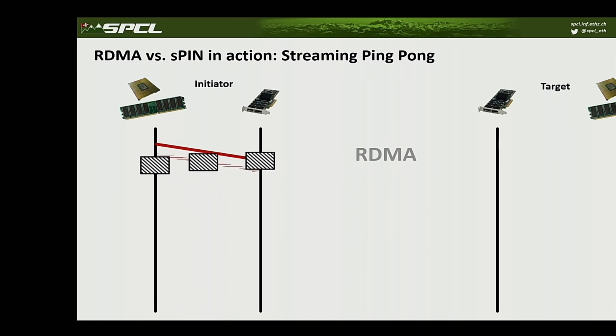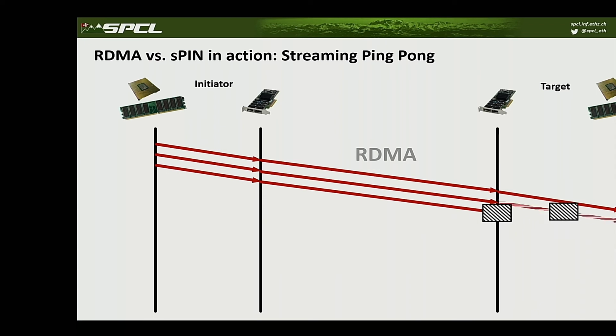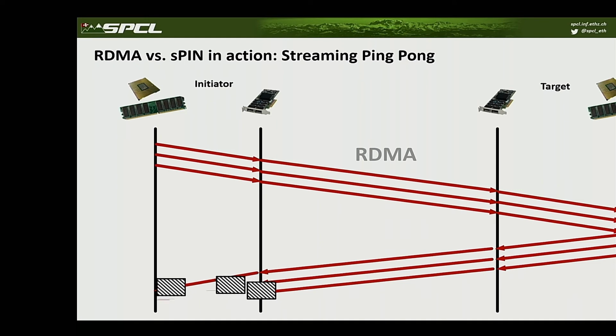So here I'm just showing you 3, because what's happening in RDMA, we have 3 packets pipelining through the network. And only once all these 3 packets hit the destination memory, the reply message can be initiated. Right, that's quite important. Only when the full message arrives can we start the reply.